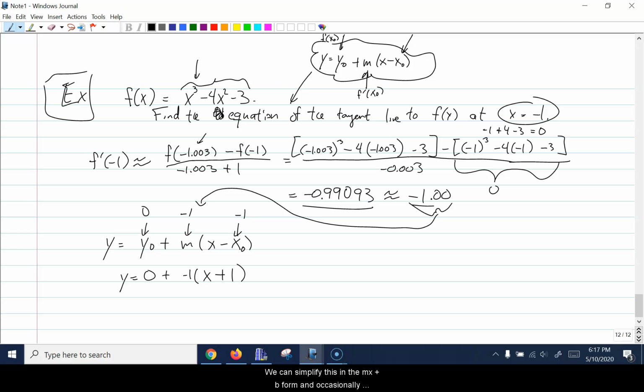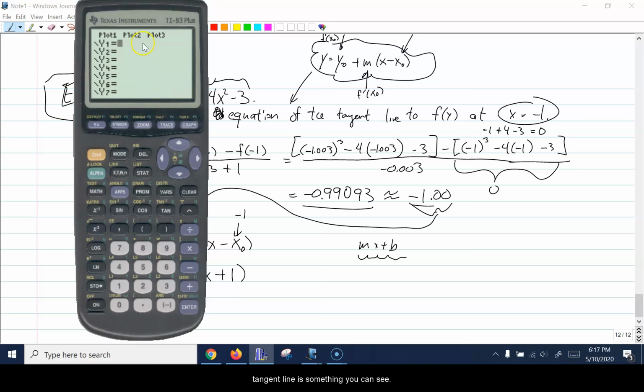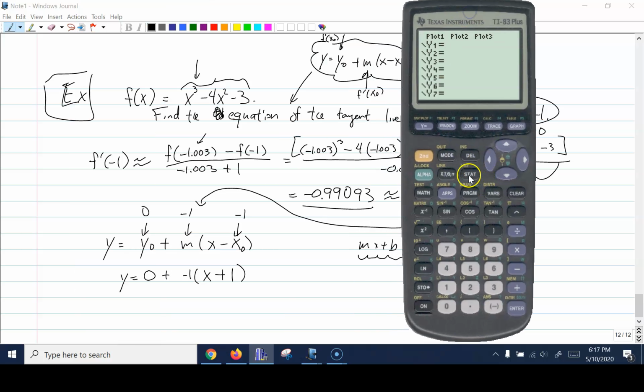We can simplify this into mx plus b form, and occasionally maybe the homework will care. I don't really ever care. Just leave it as whatever. And the best thing about this, when you've computed an equation of a tangent line, is that it's something you can see.